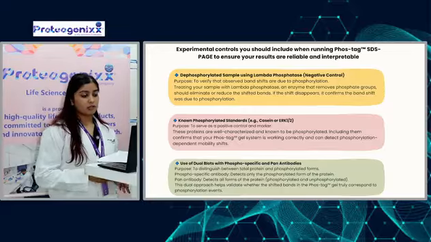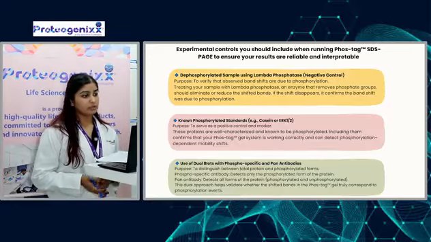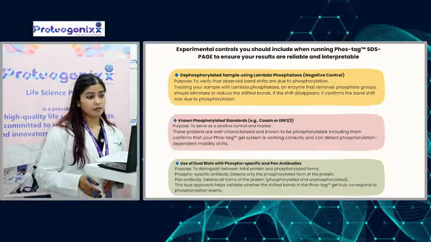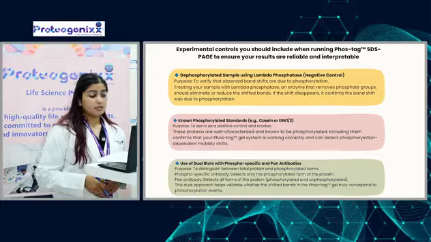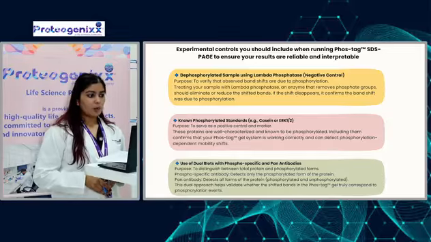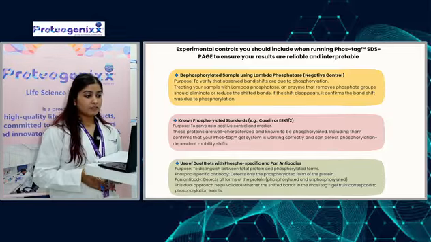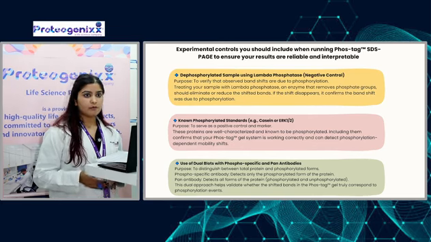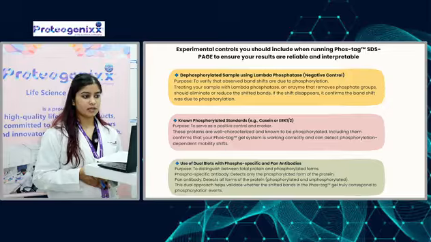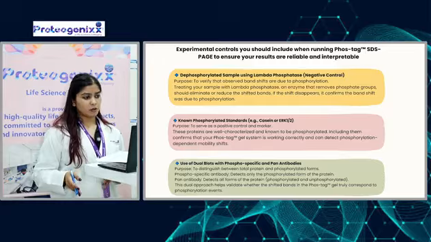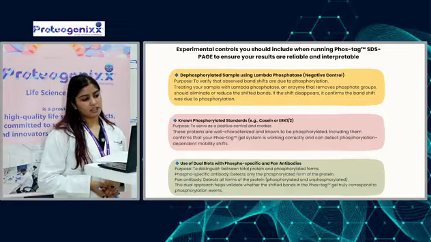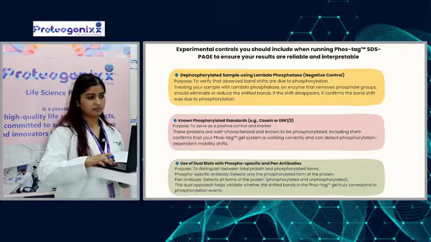So I just took you over the experimental workflow. Now I will be talking about the key experimental controls that are very important to ensure reliable results. For that, we use dephosphorylated samples using lambda phosphatase, which verifies if the observed band shifts were due to phosphorylation. For that, we treat the samples with lambda phosphatase. It is an enzyme which removes phosphate groups.